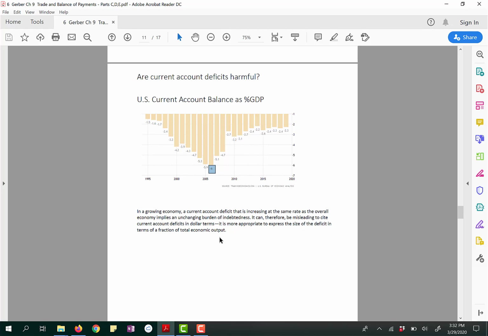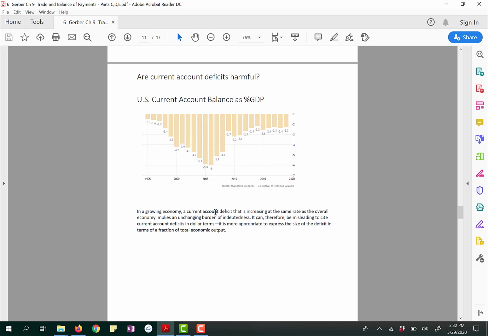For the same reason that we look at lots of other variables as a percentage of GDP, to put them in perspective of the size of the economy. A growing current account deficit that is increasing at the same rate as the overall economy implies a burden of indebtedness that is roughly constant.